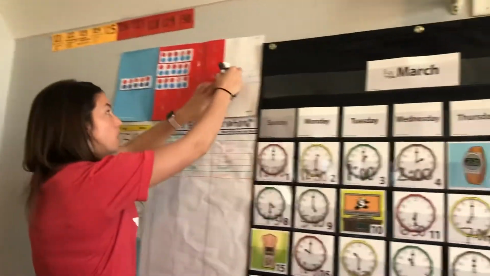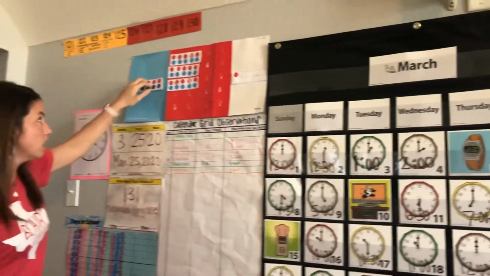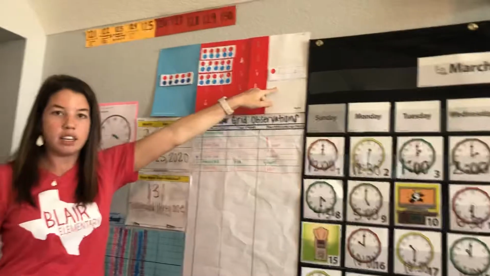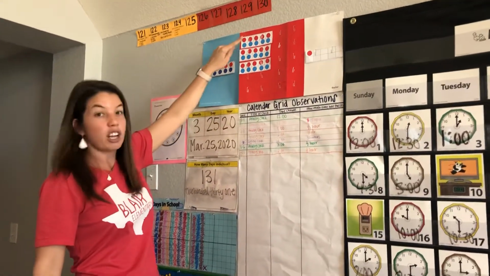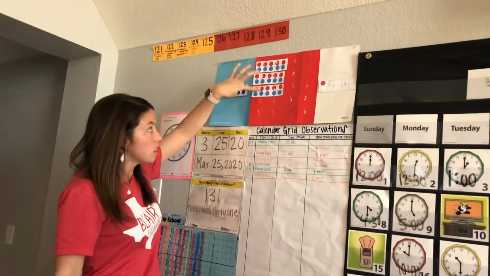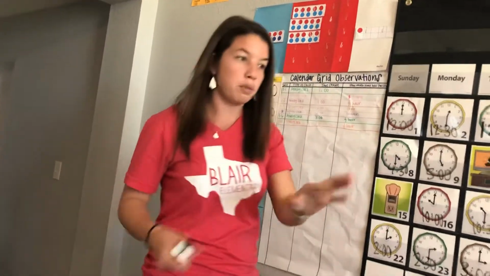131 days. If we were to count all these dots, we'd count 100 dots. If we were to count these, 10, 20, 30, and then 1. 131. So let's come over here real fast.